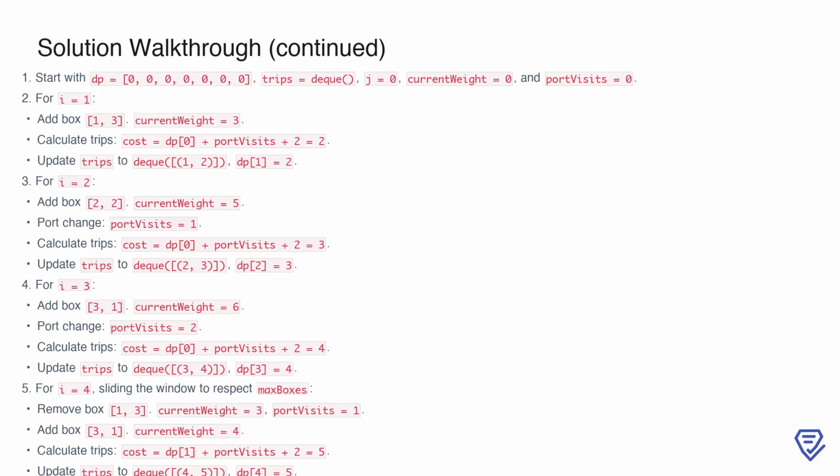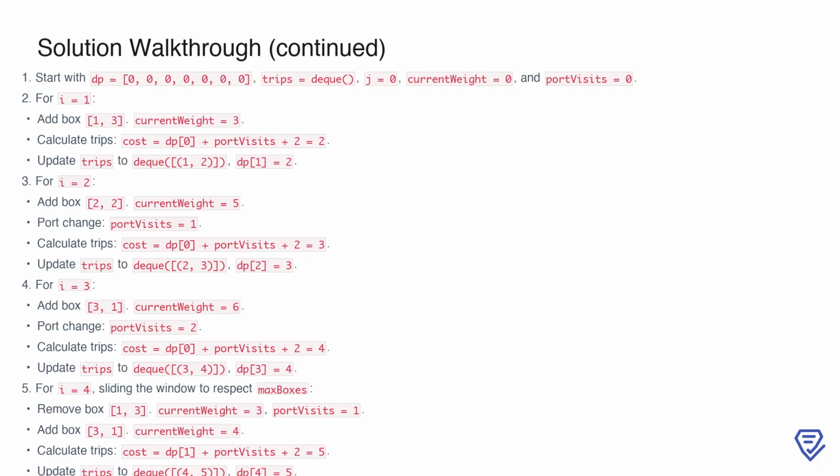For i equals 3, we add the third box, 3, 1, reaching the maximum weight of 6. With another port change, port visits becomes 2, and the cost is dp[0] plus port visits plus 2 equals 4. Updating trips to (3, 4), we set dp[3] equals 4.